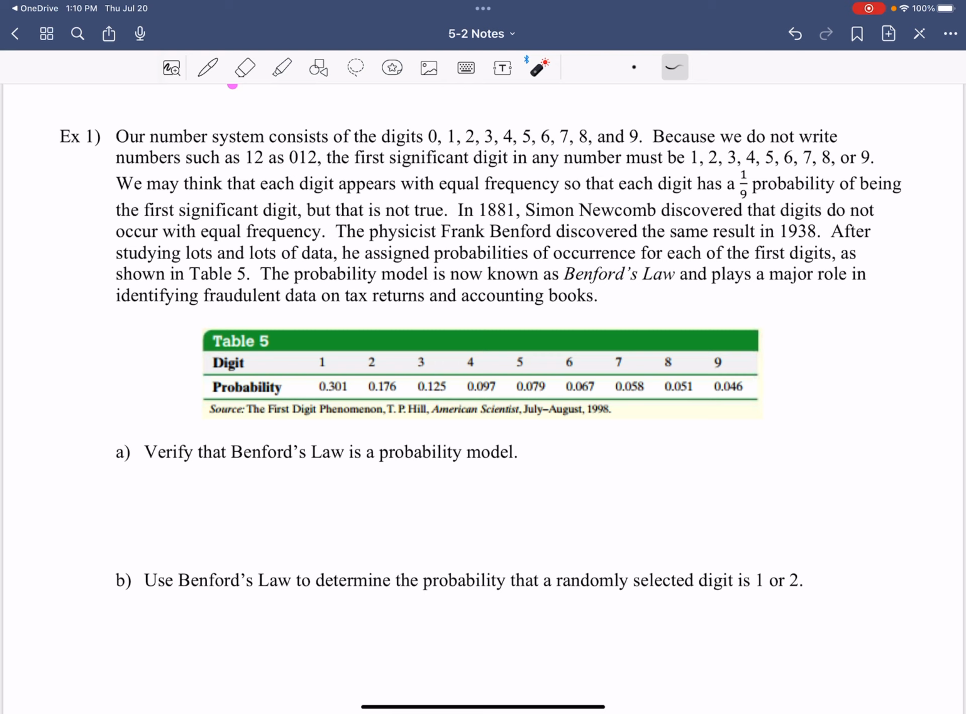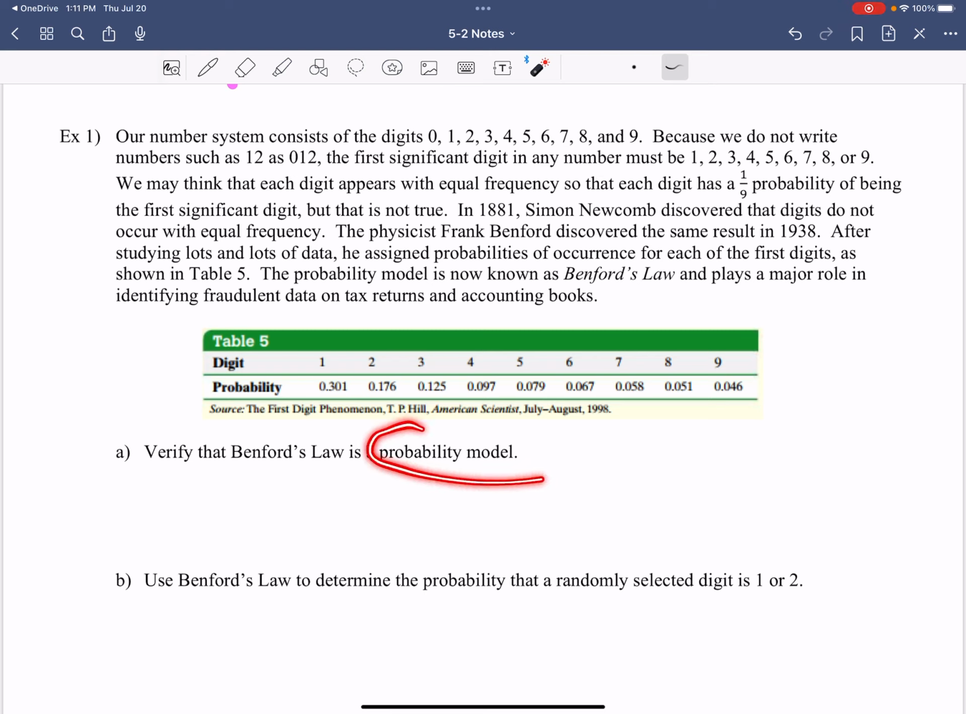In 1881, Simon Newcomb discovered that digits do not occur with equal frequency. The physicist Frank Benford discovered the same result in 1938. So there is validity there, right? After studying lots and lots of data, he assigned probabilities of occurrence for each of the first digits as shown in Table 5. The probability model is known as Benford's law and plays a major role in identifying fraudulent data on tax returns and accounting books. All right? Verify that Benford's law is a probability model.